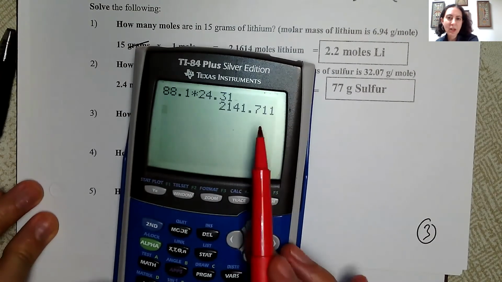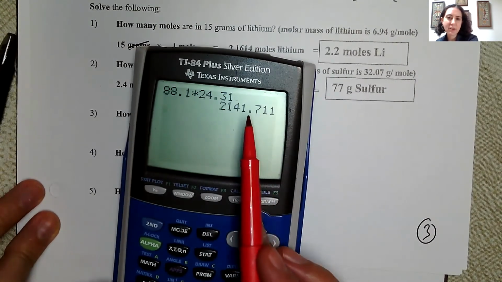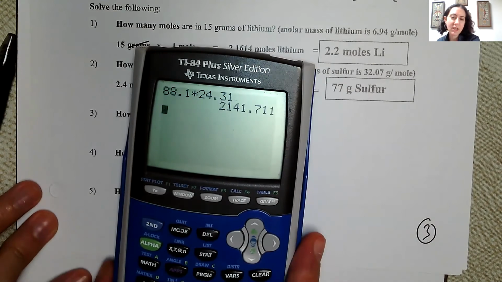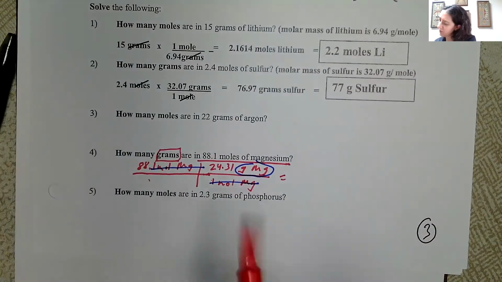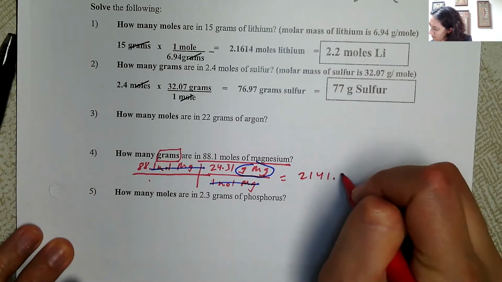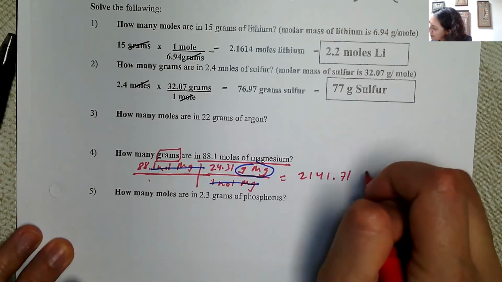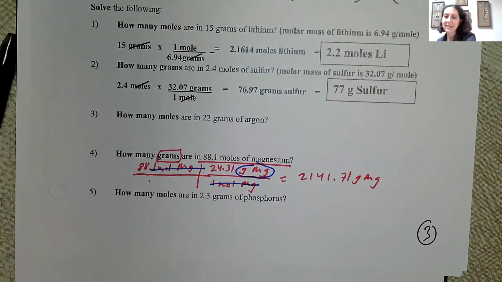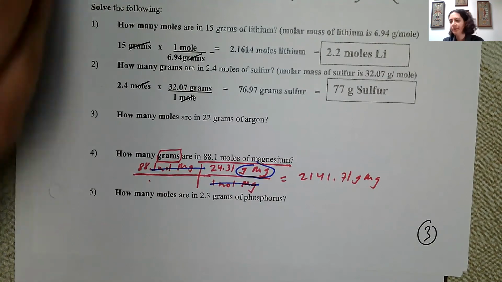Okay. Once again, we're going to keep the 2 digits after the decimal point. So 2141.71. Ooh. And the unit is grams of magnesium. And that right there is our answer. Pretty cool, yeah? All right. Let's try another one.